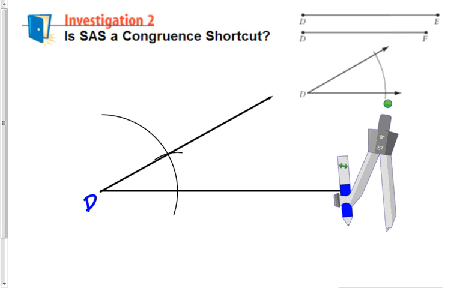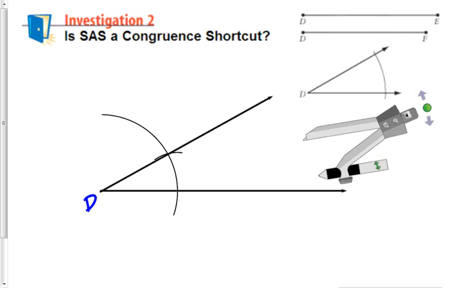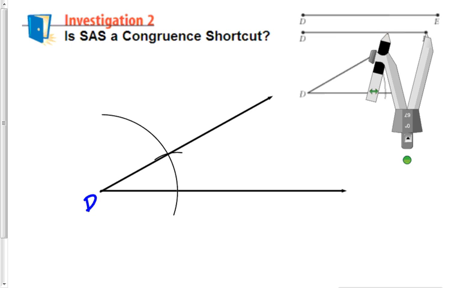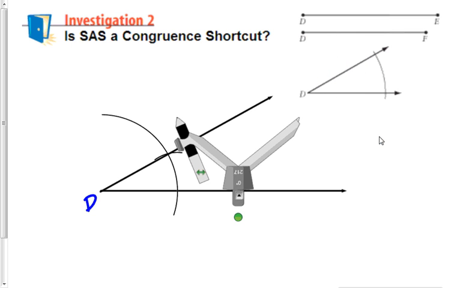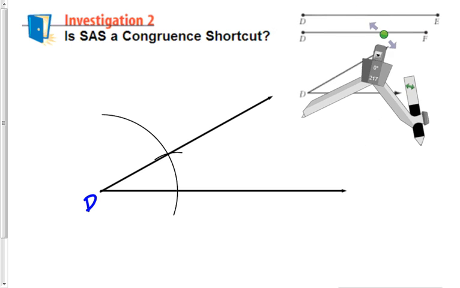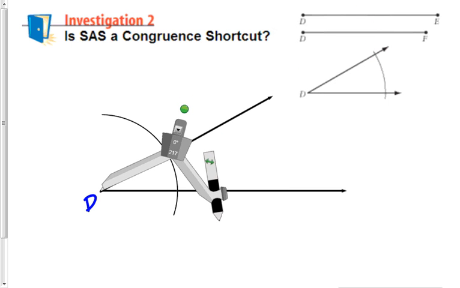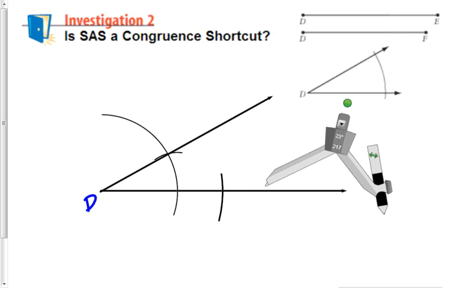Now let me measure DF with my compass. There we go. And it doesn't matter where F goes, which ray it goes on. So I'm going to strike that arc. So this is F.